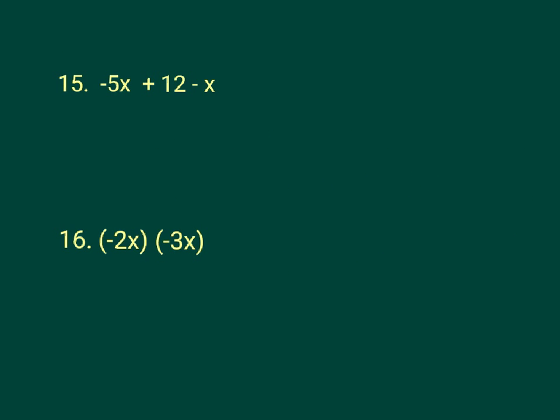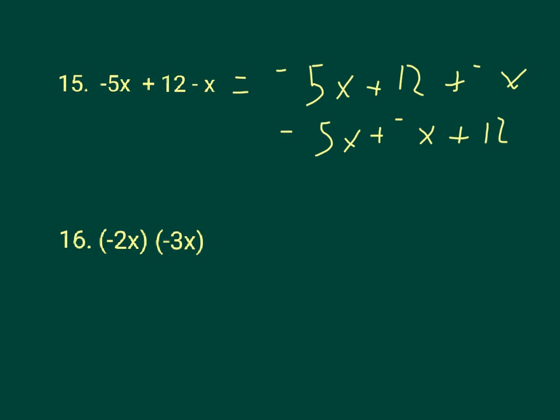Negative 5x plus 12 minus x can be written as negative 5x plus 12 plus the opposite of x. Then I can reorganize it like this. And you have to remember that this means there's one opposite of x compared to 5 opposites of x's. So there's 5 negatives here and 1 negative here, and the net is negative 6x plus 12.